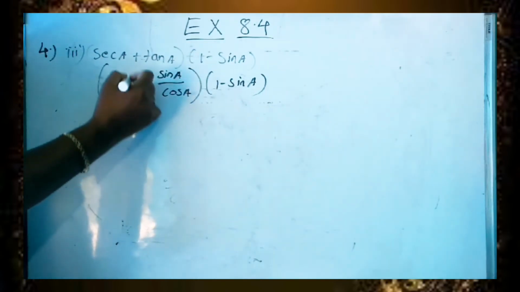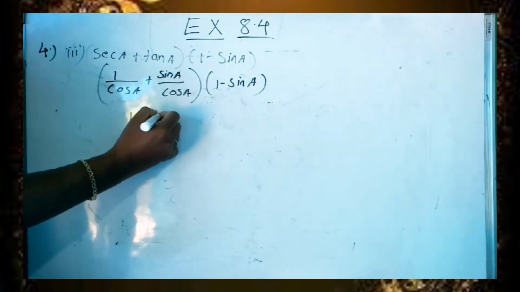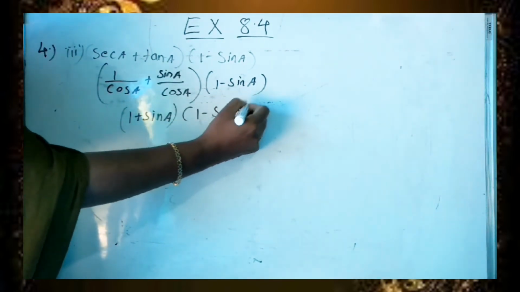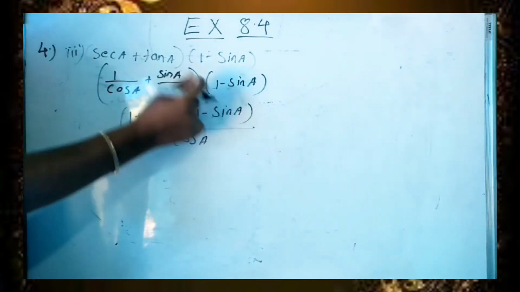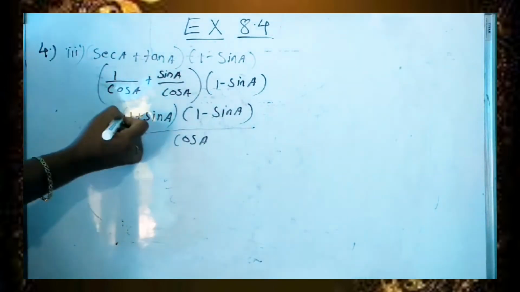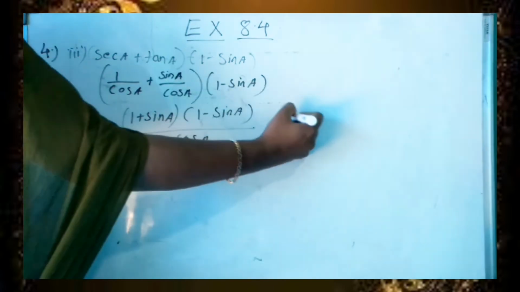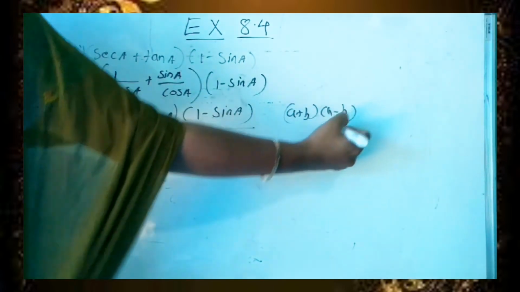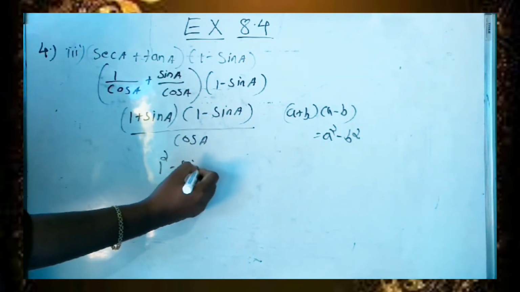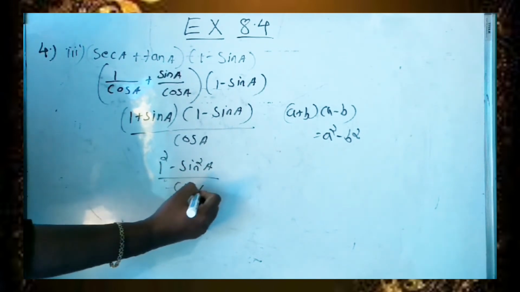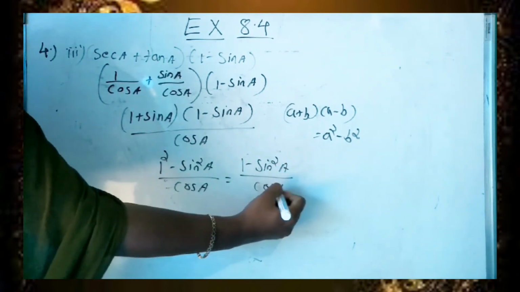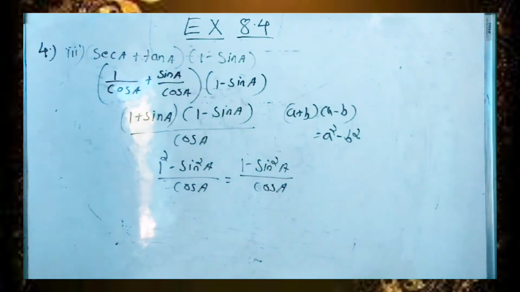Okay, and here the denominator is the same, so we can write it as 1 plus sin A into 1 minus sin A divided by cos A. Here we have the multiplication. This is of the form a plus b into a minus b, that is a square minus b square. So the numerator we can write as 1 square minus sin square A divided by cos A, that is 1 minus sin square A divided by cos A.